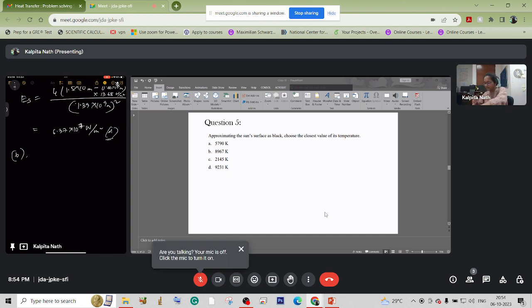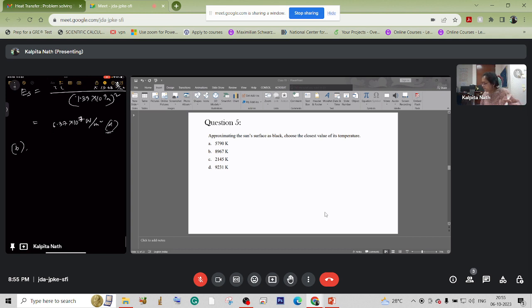I hope you have tried and solved it. So we'll simply use what? We'll simply use the Stefan-Boltzmann equation here. So what does the Stefan-Boltzmann equation say? That the rate of radiant energy emitted from a black body is sigma T to the power 4 A, and per unit area it will be sigma T to the power 4.